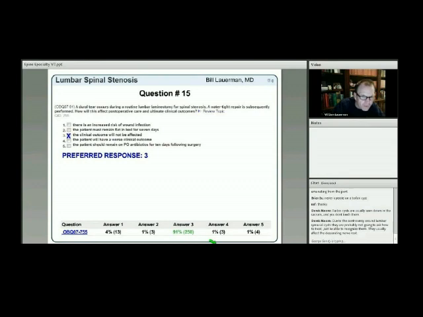So the preferred response is number 3. The clinical outcome will not be affected. Basically, there's not an increased risk of wound infection or really anything else. They don't need to be on 7 days of bed rest. You might use a couple of days of bed rest, and they don't need to be on extended antibiotics.